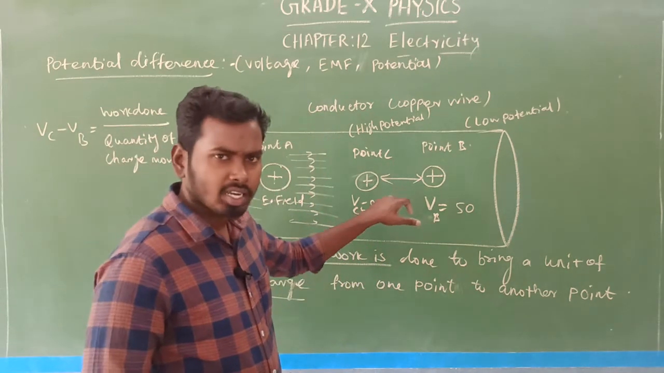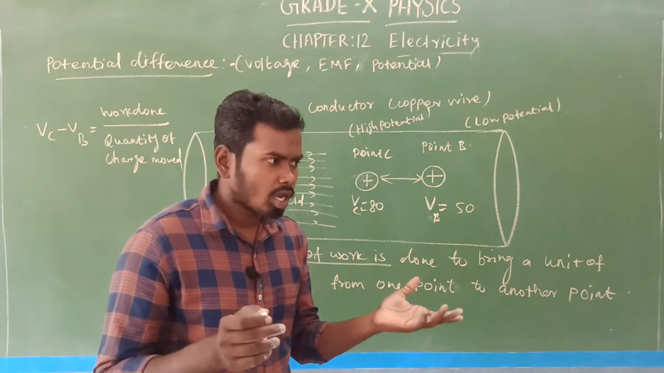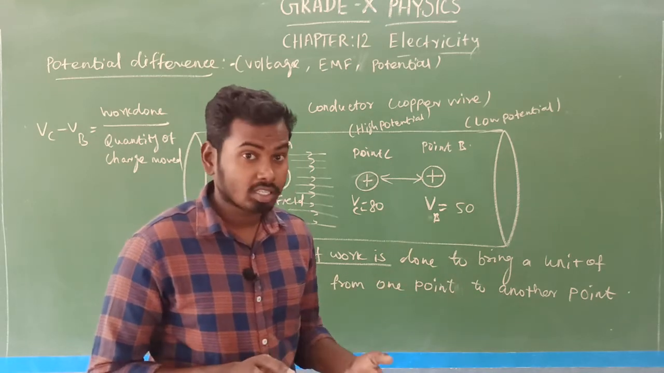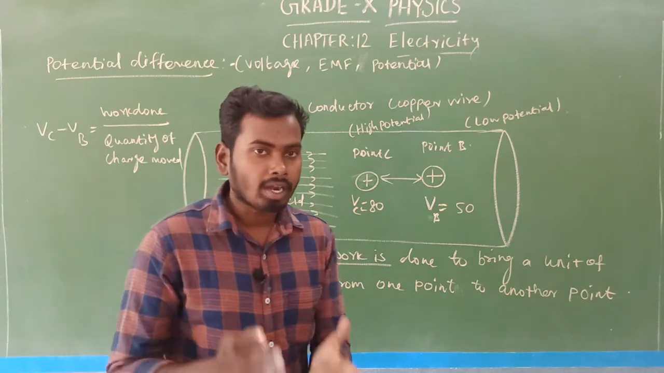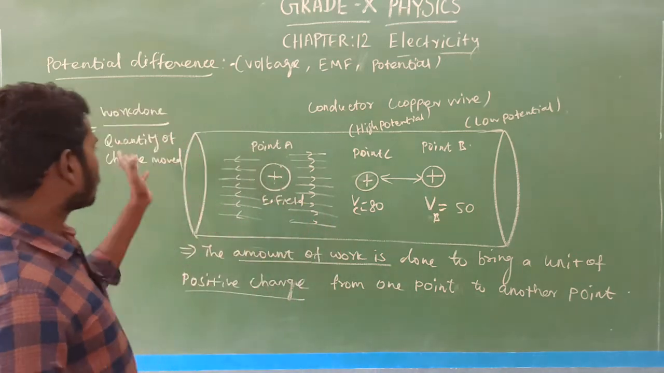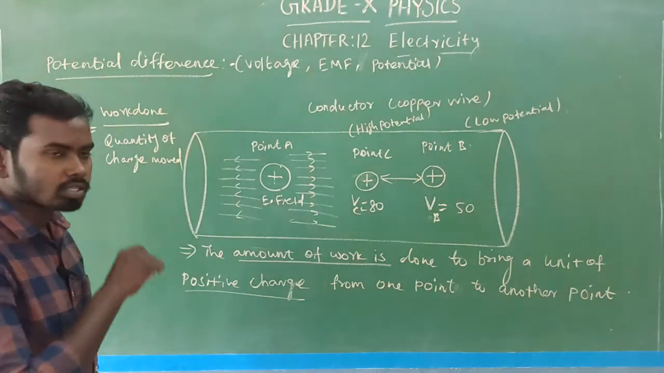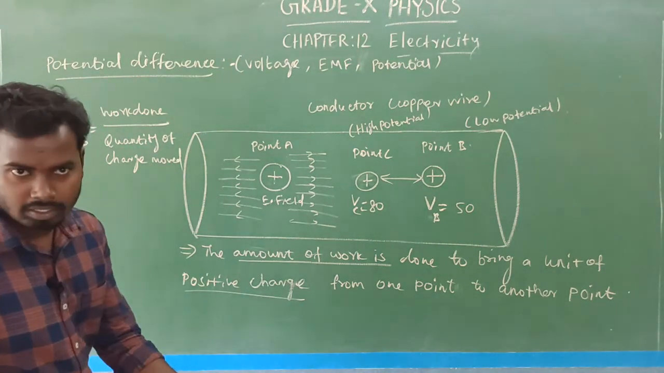Okay, this is for a single charge. Suppose we bring 1 coulomb charge, or 2 coulomb charge, 3 coulomb charge from one point to another point, how much work is done? That ratio is called potential difference. Is it clear? It's very easy.